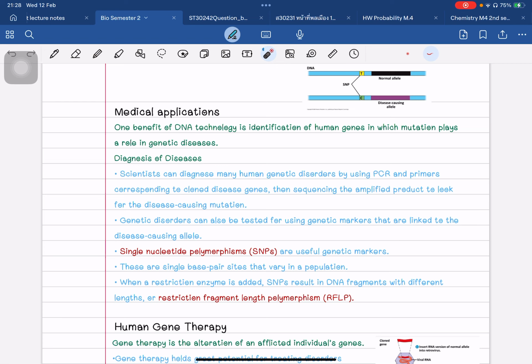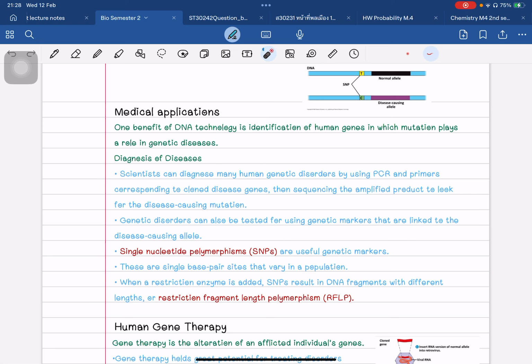Then we're going to talk about the medical applications from this chapter. One benefit of DNA technology is that it can identify human genes in which mutations play a role in genetic disease. For diagnosis of diseases, scientists can diagnose many human genetic disorders by using PCR and primers corresponding to cloned disease genes, and then sequence the amplified product to look for the disease-causing mutations.